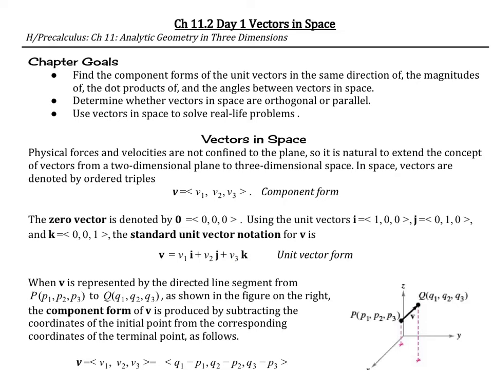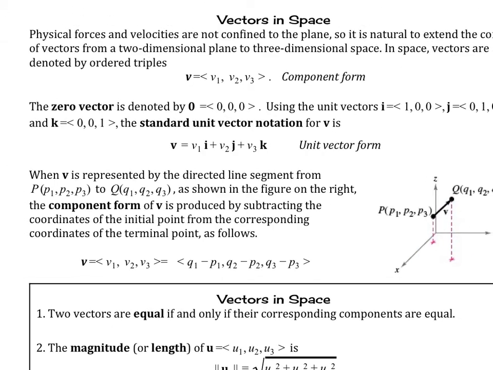When v is represented by the directed line segment from point P to point Q, notice the initial point is P and the terminal point is Q. You find the component form by subtracting the coordinates of the initial point from the corresponding coordinates of the terminal point. So notice, to find the vector, you're taking Q sub 1 minus P sub 1, and then Q sub 2 minus P sub 2, Q sub 3 minus P sub 3. Notice how it's being subtracted there.